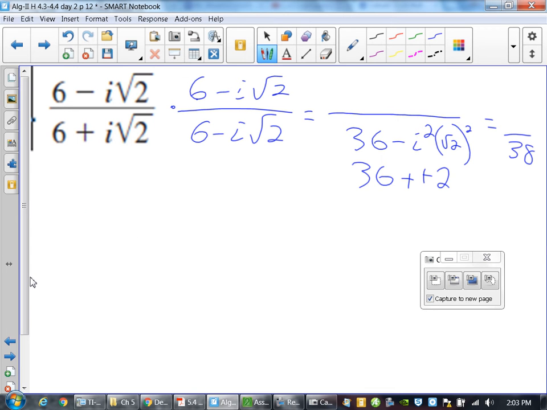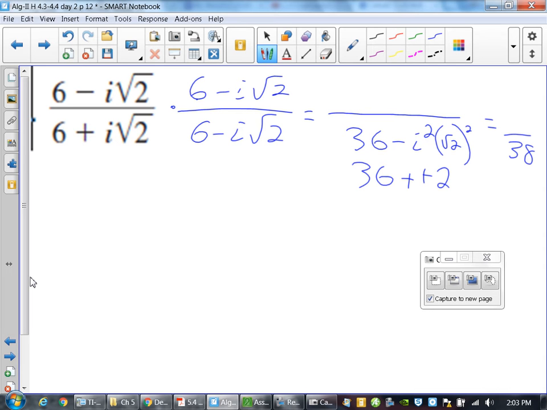Now I FOIL the top. So first you multiply the like terms: 6 times 6, then i times i, then root 2 times root 2, because square root of 2 times square root of 2 gives you 2. Also notice, first term squared, 36. Last term squared, well, what's the square root of 2 squared? 2. And then it's an i squared, which becomes negative 2, so that's where we get it.